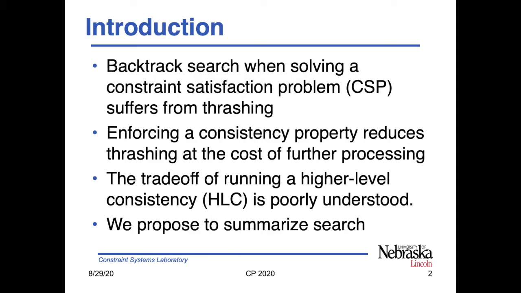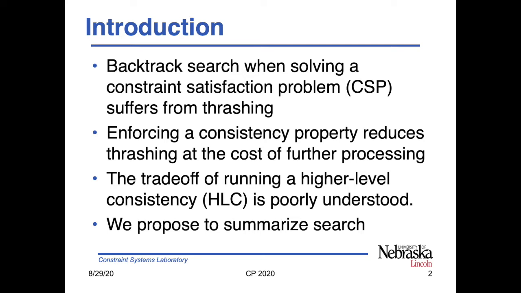Currently, the only sound and complete method for solving a constraint satisfaction problem is to use backtrack search, but backtrack search invariably suffers from thrashing. To reduce thrashing, it is industry practice to enforce a given consistency property. This comes at a trade-off because the property takes time to enforce. The trade-off of running a higher level consistency, higher than generalized arc consistency, is poorly understood.